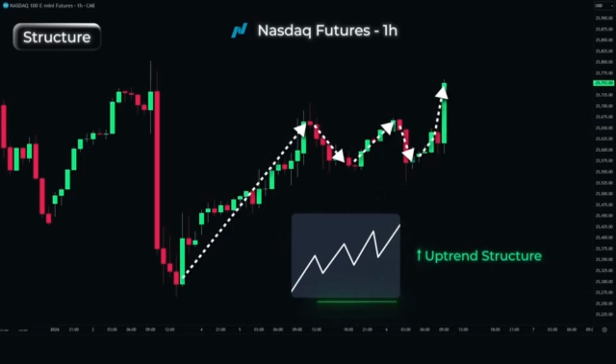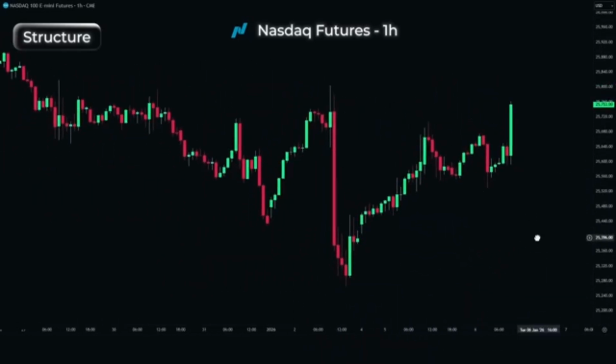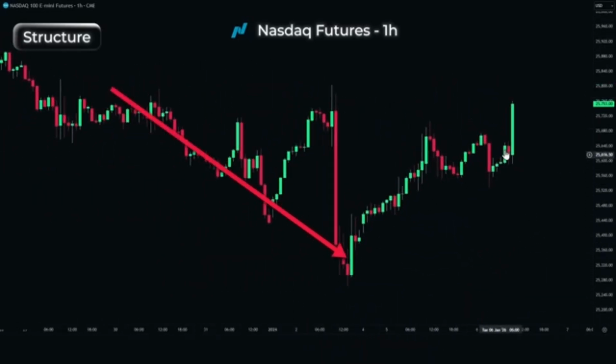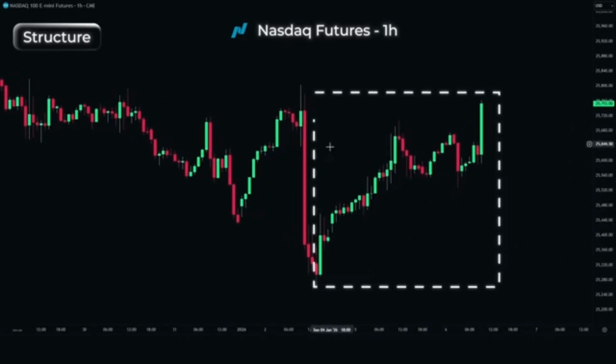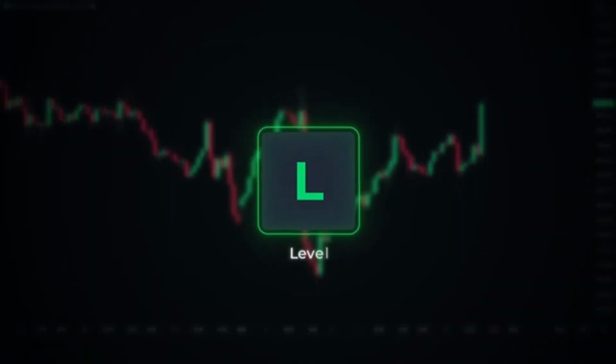Now, it's important that you determine the structure based on the latest price movement, because if you zoom out, price was previously forming a downtrend structure, but recently it reversed and started forming an uptrend. So we use the latest price move as our structure. Once the recent structure is identified, we move to the L part in the SLC system, which stands for level.